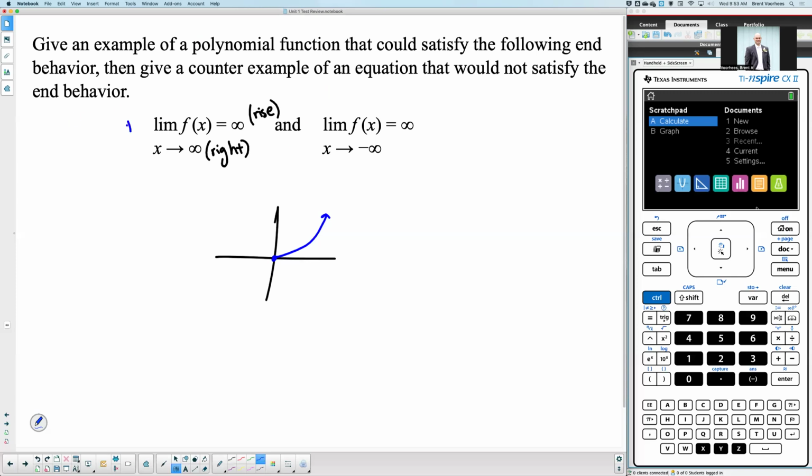We'll do this one in blue. This one's blue. We'll do this one in green over here. Okay, let's translate. What is it saying if x is approaching negative infinity? What does that mean? This is going left. What does this mean about f of x going to infinity? Rise. So as we go left, the graph needs to rise. What type of an equation would do that?